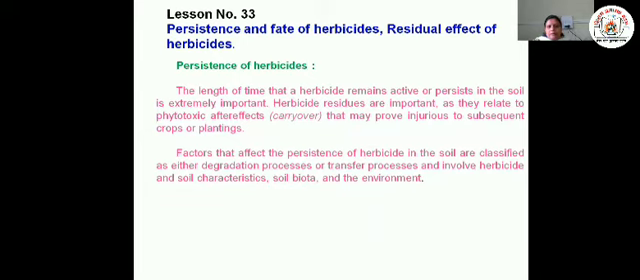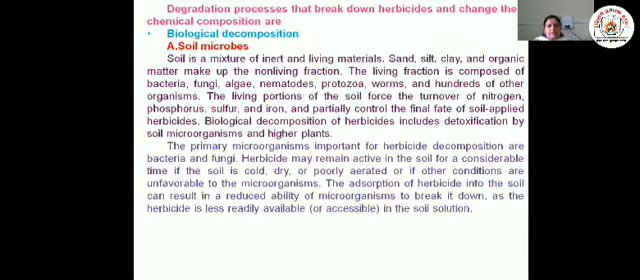Factors that affect the persistence of herbicides in the soil are classified as either degradation processes or transfer processes, or involve soil characteristics, soil biota, and the soil environment. We will see the factors affecting persistence. Biological decomposition. In that, soil microbes play an important role.